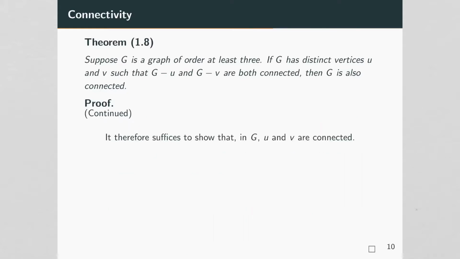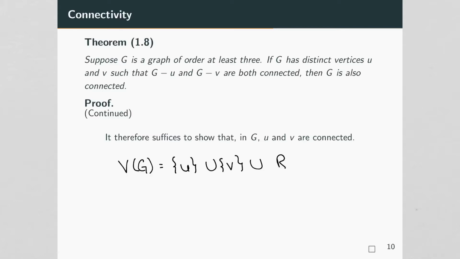So it suffices to show that U and V are connected. That's all that's really left to prove: that in the bigger graph G, U and V are somehow connected to each other. Because remember, to show that G is connected, we have to show that every pair of vertices in G are connected.